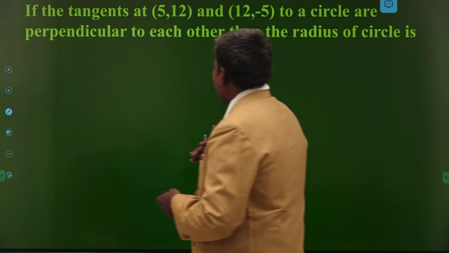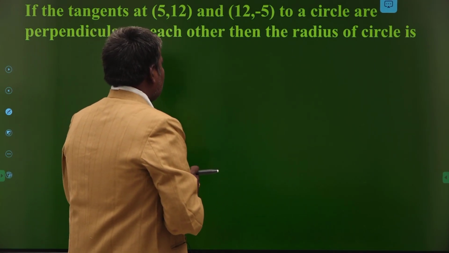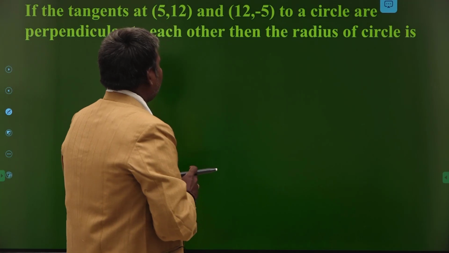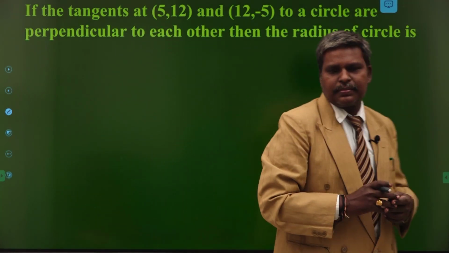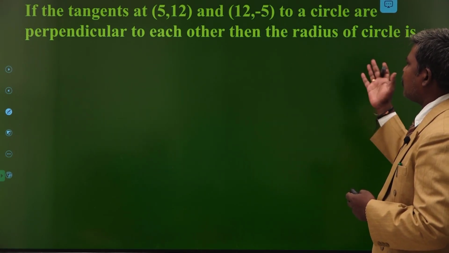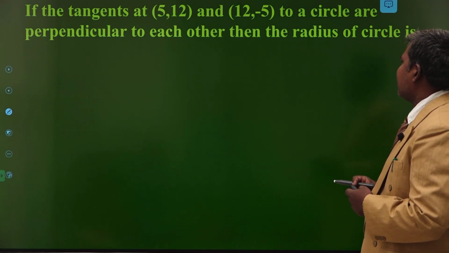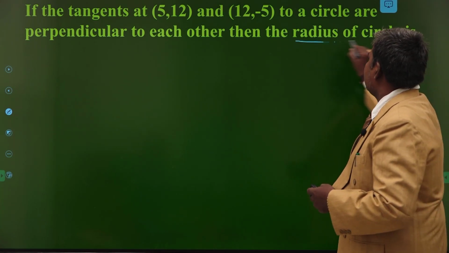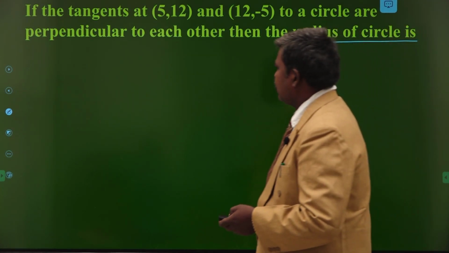Next one. See here, if the tangents at 5, 12 and 12, minus 5 to a circle are perpendicular to each other, then what is the radius of the circle? This is the question. Tangents are drawn at the points 5, 12 and 12, minus 5 to the circle. They are perpendicular to each other, then you have to find the radius of the circle. Simple question.